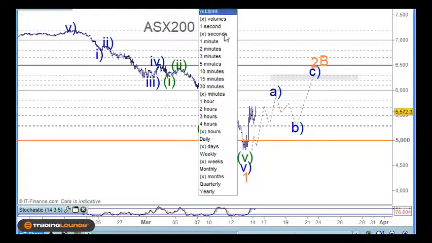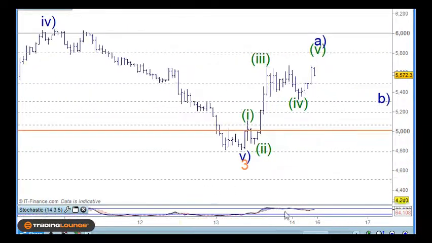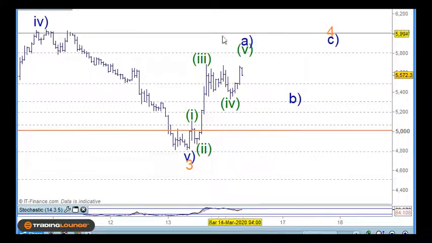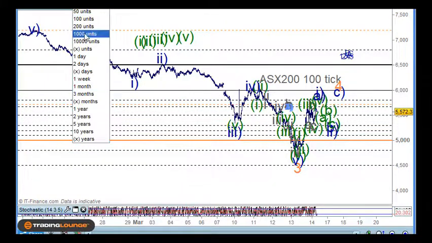So just drilling into this now here, I think I might just go to the tick chart here. That will just give us a better view of all of this off the low here.